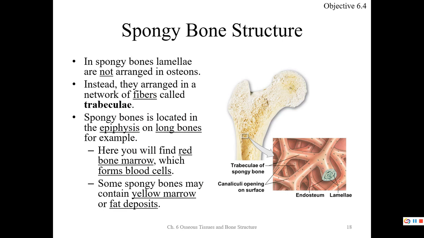All right, now spongy bone is not arranged in osteons. In fact, the lamellae are arranged in something called trabeculae. We arrange the lamellae, not osteons, but the lamellae, in what is called trabeculae. The spongy bone is in the epiphysis. There is red bone marrow that forms red blood cells. Sometimes there is a little bit of yellow marrow that's also found here, okay?